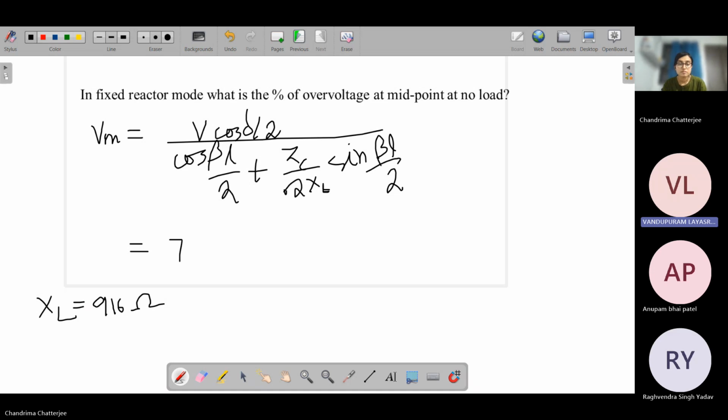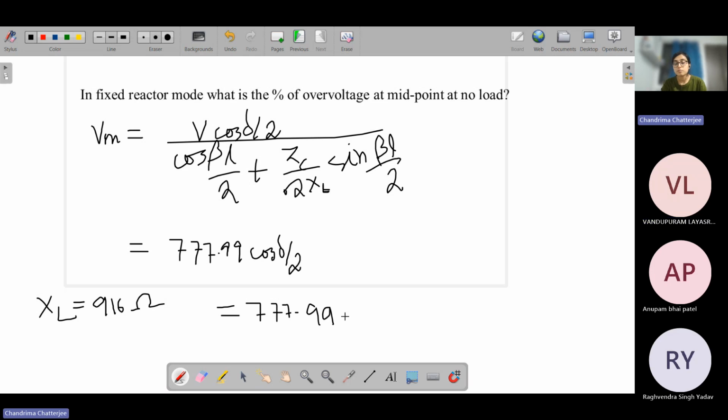777.99 cos delta by 2, ma'am. But here the cos delta by 2 will not be there because just read the question. What will be the delta value? No load condition, ma'am. Yes, so delta is equal to 0. So only 777.99. This is the midpoint voltage at fixed reactor mode.